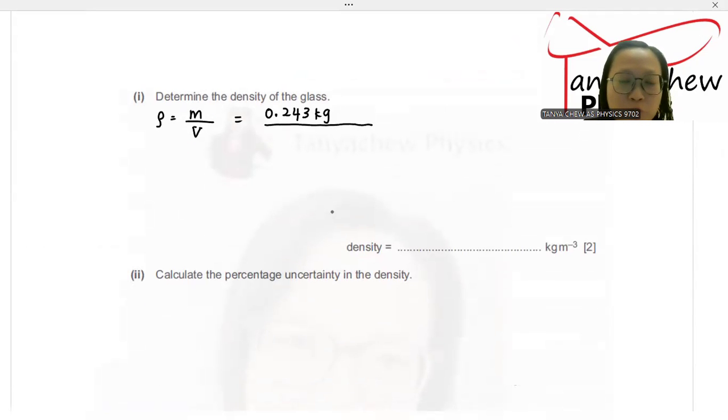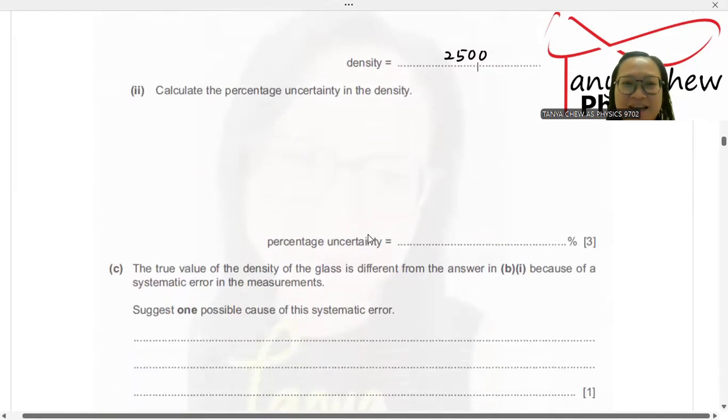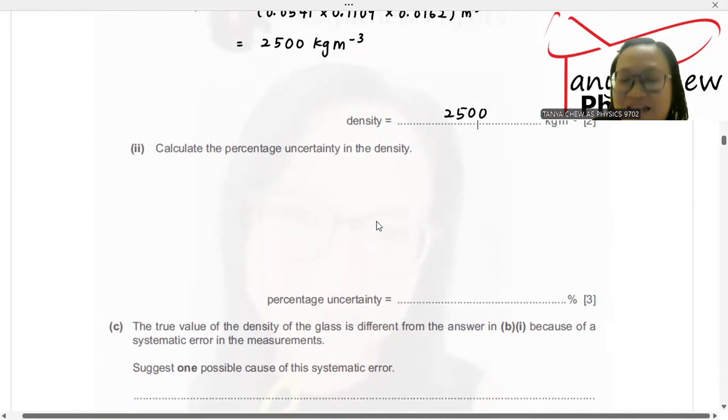I'm going to substitute into the equation of volume, which is 0.0541 multiplied by 0.1109 multiplied by 0.0162 meter cube. Right, now let your calculator handle the rest. So you will get 2,500 kilogram per meter cube. So 2500 is the answer.